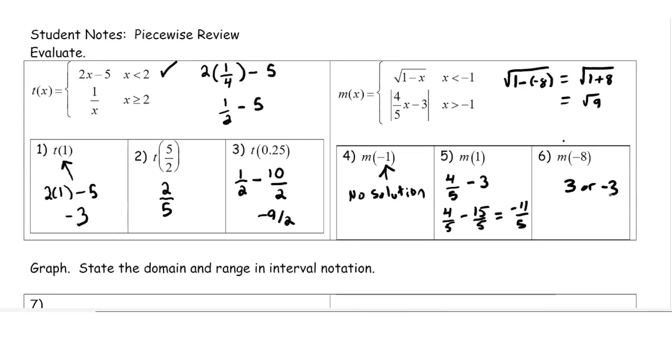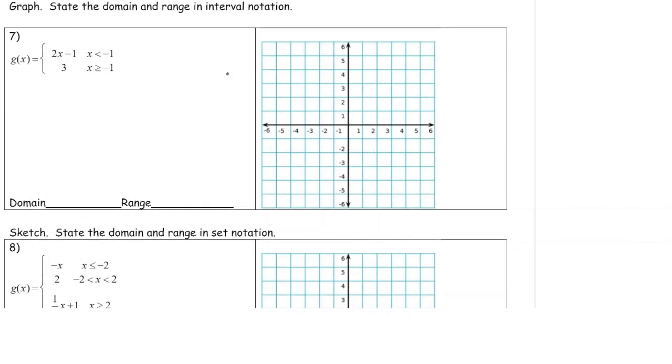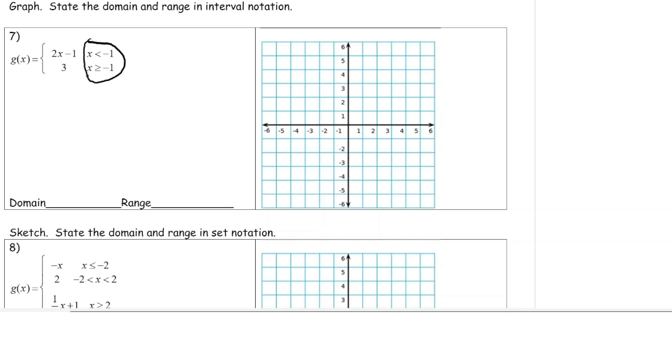All right. So number 7, let's graph and state the domain and range in interval notation. When I graph, what I want to look at is the domain values here, and we want to see where the graph can change or break off. And we can see that negative 1 is a breaking point in this graph, possibly.